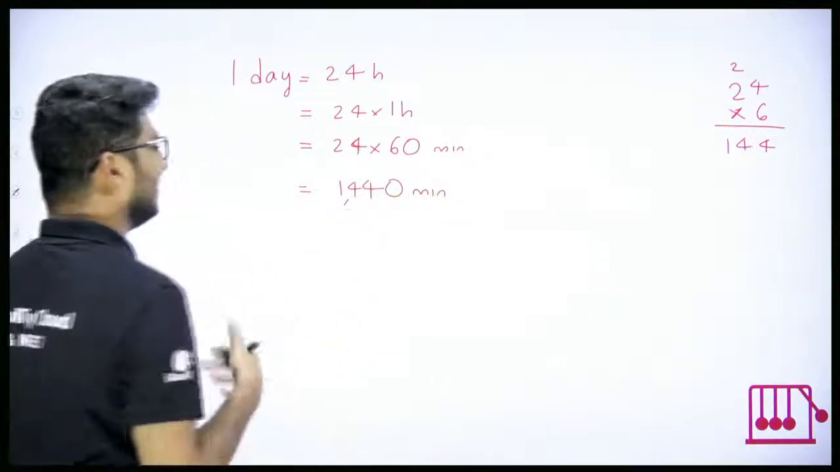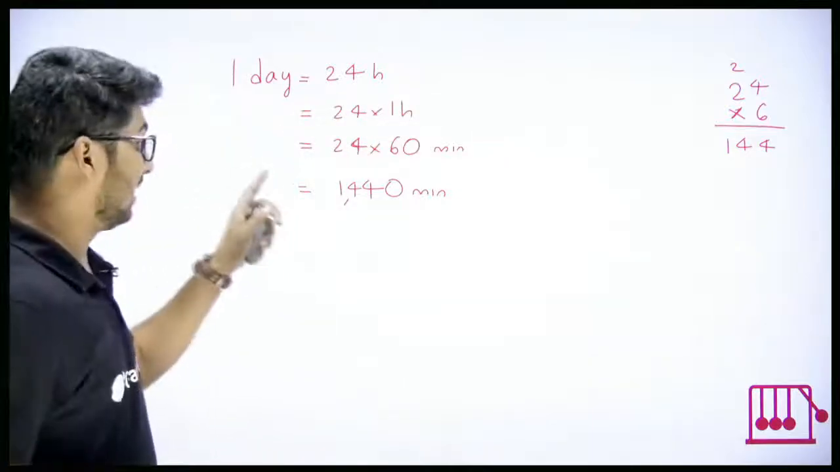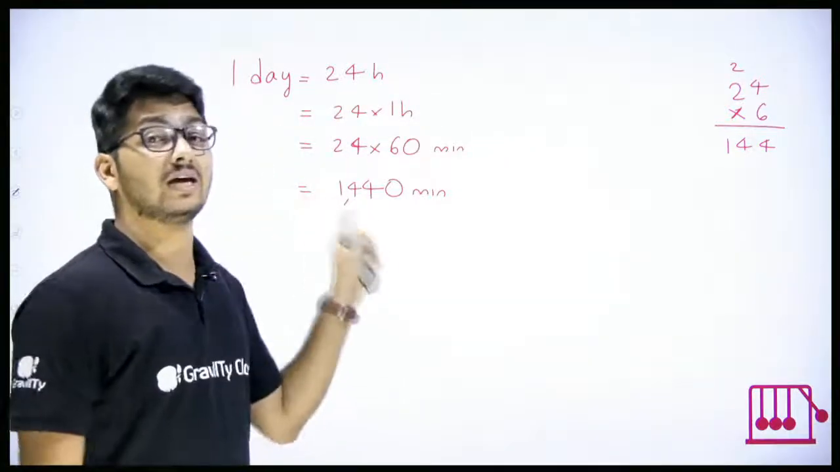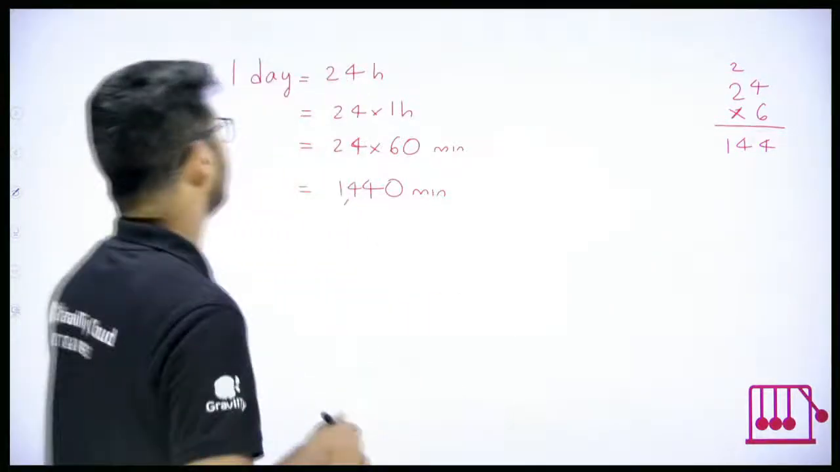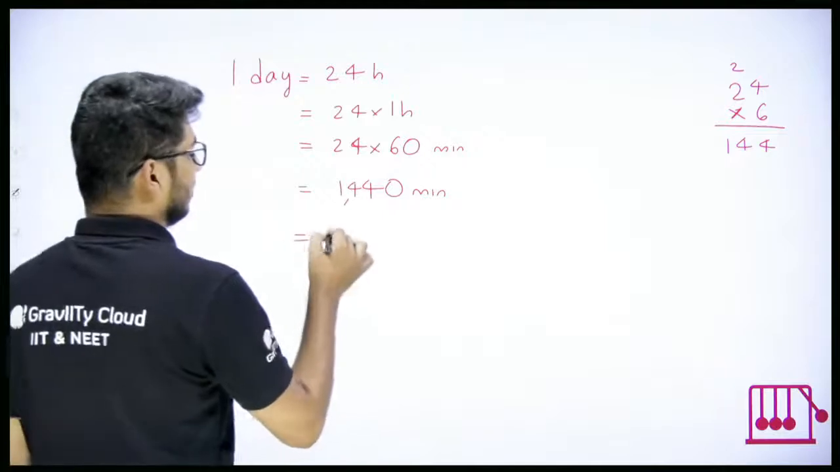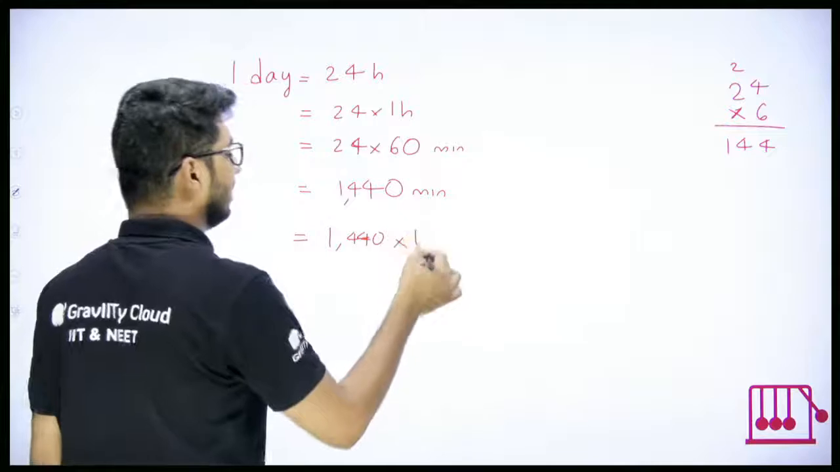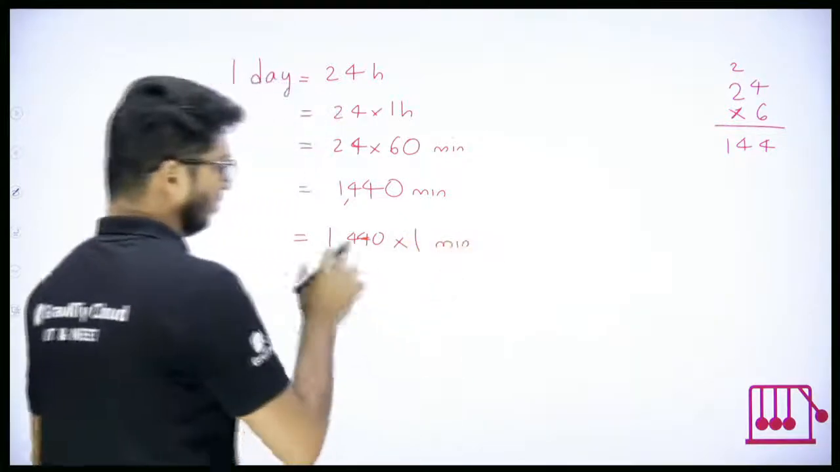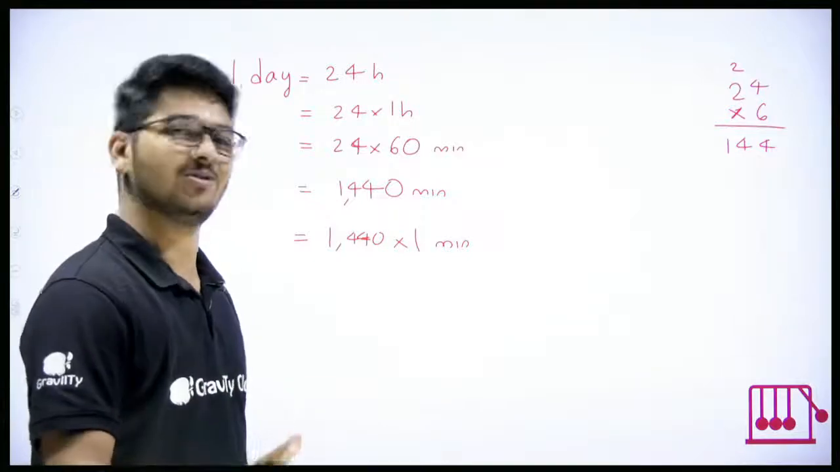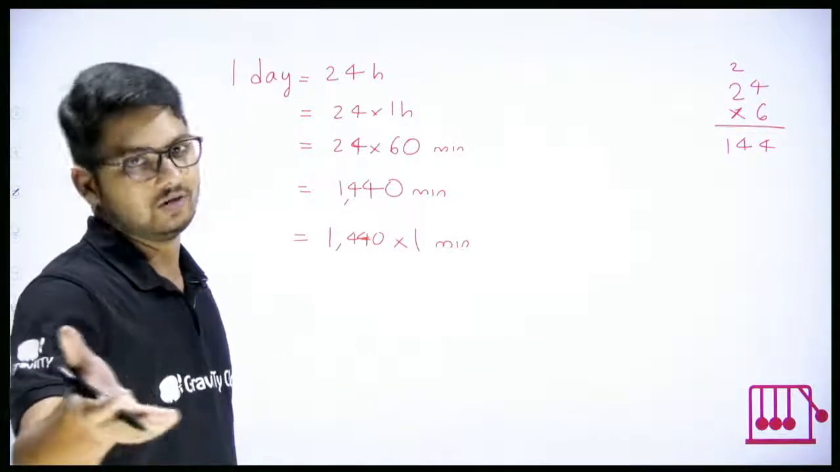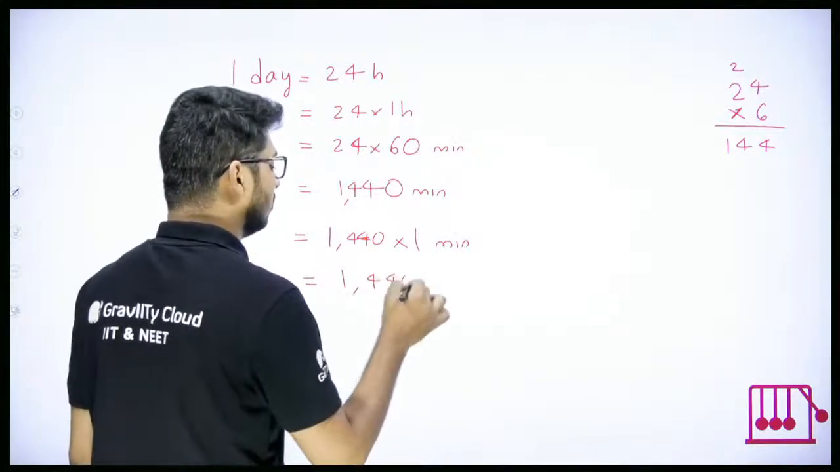So 1 day is equal to 24 hours and is also equal to 1440 minutes. Okay. Then again, this I can write as 1440 into 1 minute. 1440 into 1 is equal to 1440. The same. But what is 1 minute equal to?